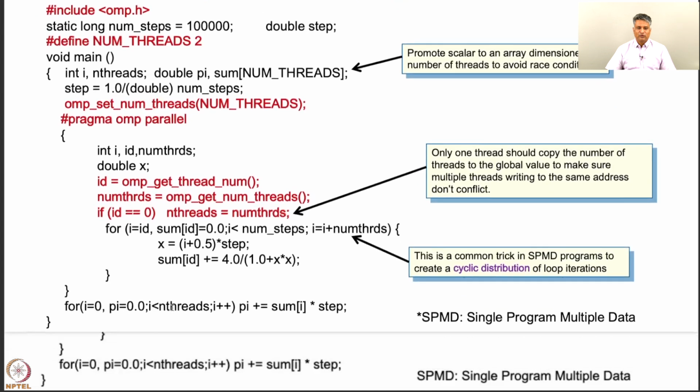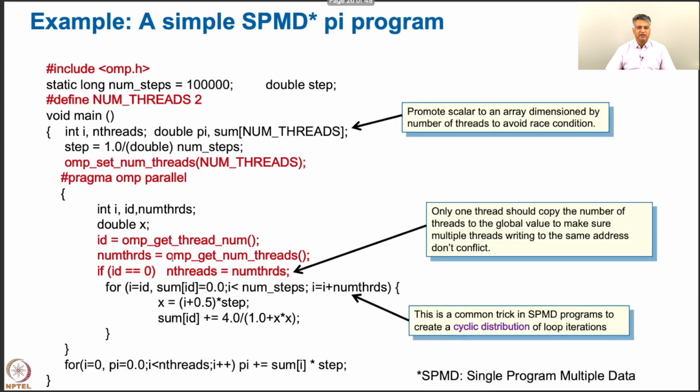Now in the next for loop, what is essentially happening is that you are going from your ID, which is either 0 or 1 in this case because there are only 2 threads, till you go to the number of steps, and you are skipping by the total number of threads. So that means if I have 2 threads, each of the threads is skipping every alternate rectangular block, and it is then computing the x, and then putting it into the local sum.